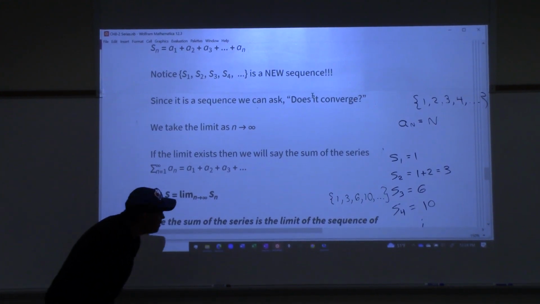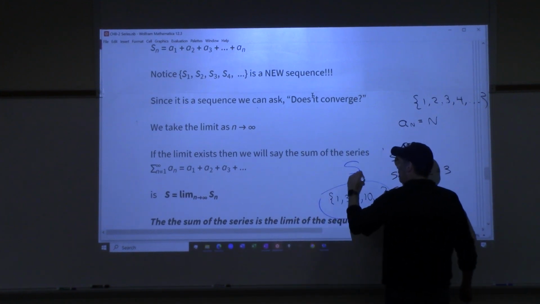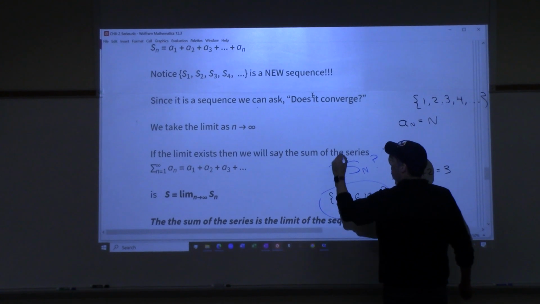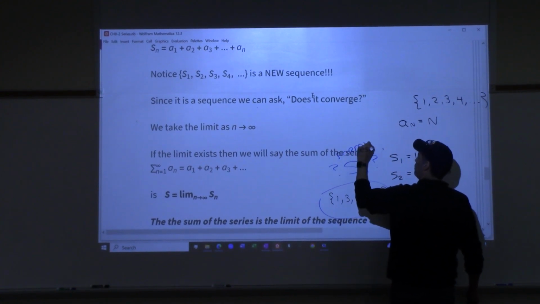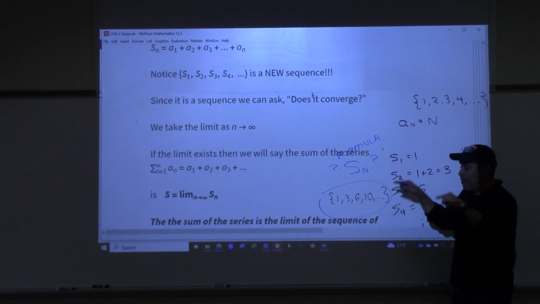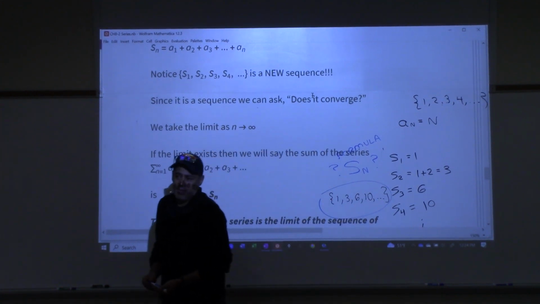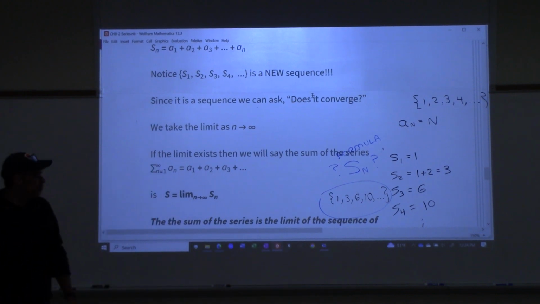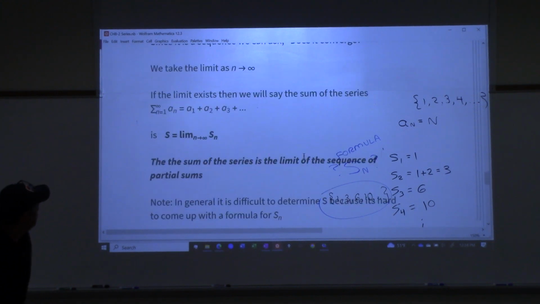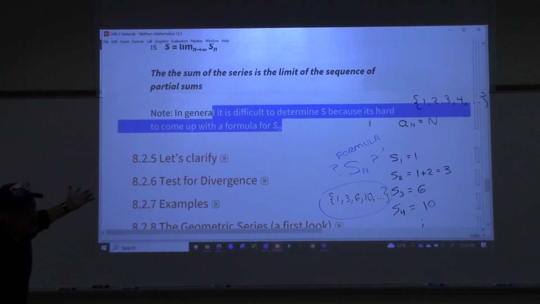So that is our big question. This right here is the sequence S sub n. But what is the formula for it? We know the formula for that, but we don't know the formula for that. If we had that formula, then that's all we do. Let n go to infinity. And then, hopefully L'Hopital or something, we get the answer. That's me just saying, in general, it's difficult to determine S because it's hard to come up with a formula.